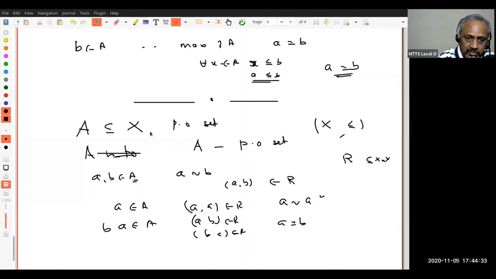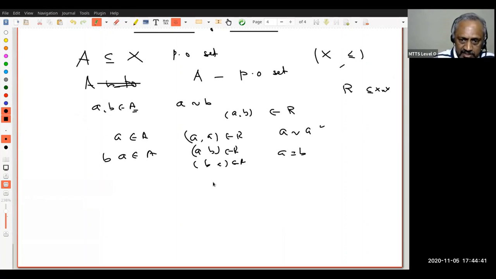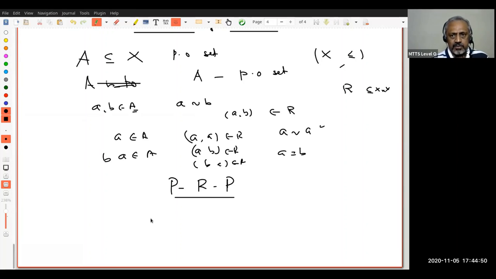Next, what I want to say is if the relation on X is a partial order, then the relation on A is also a partial order. That's very easy. These are all very easy concepts, but people don't spend time, so they get confused. Go through that.